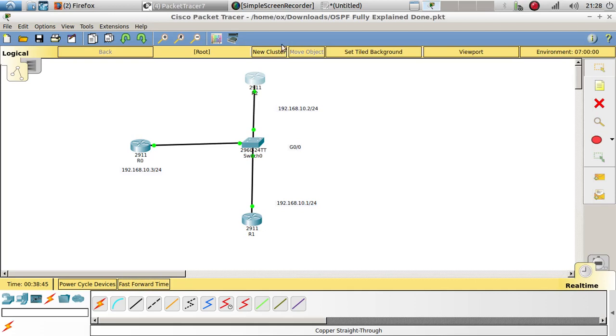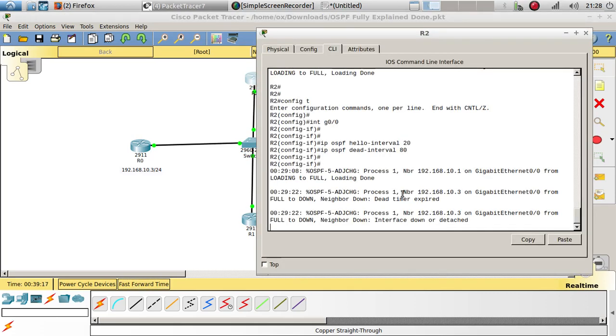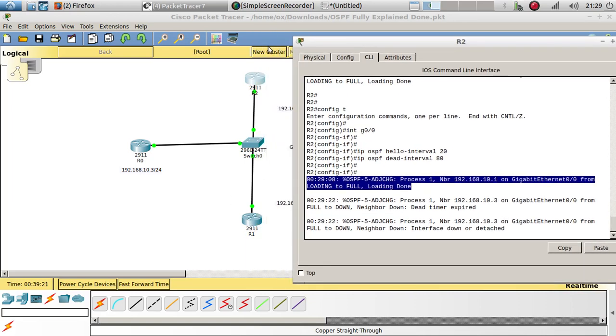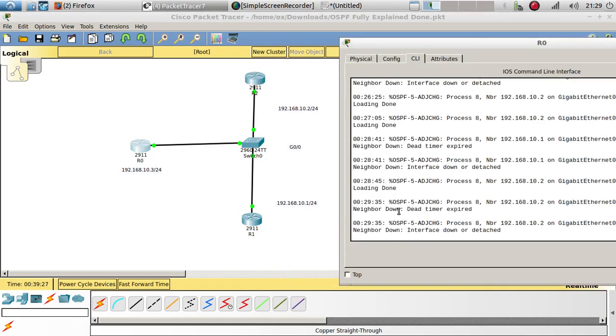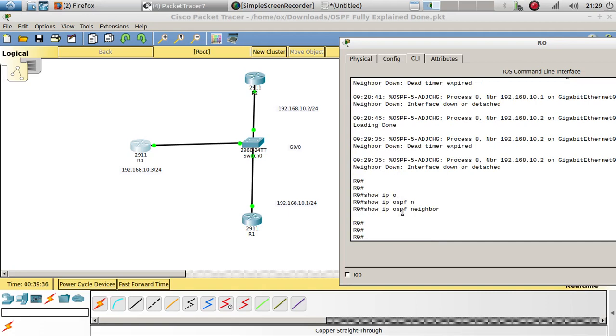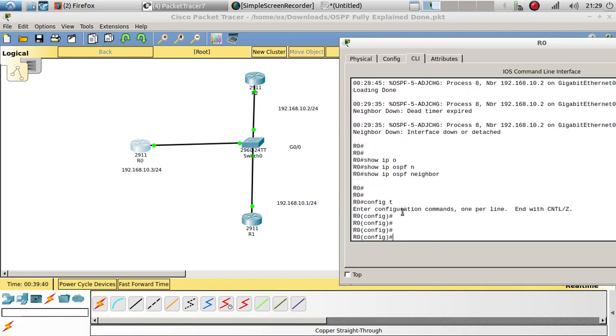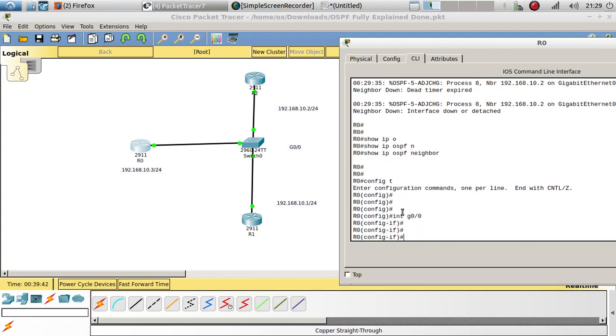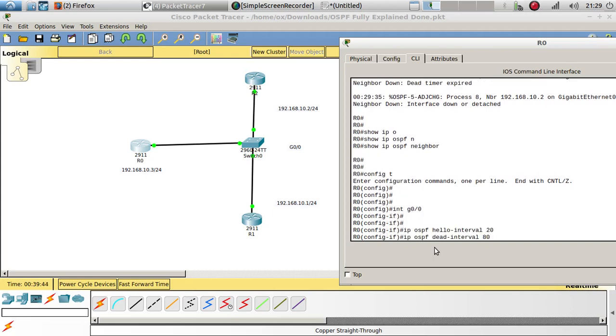Let's fast forward, and you're going to see that we have formed a neighbor relationship with router 1, because these two are matching the hello interval in seconds and the dead interval. But this one went down and we don't have any relationship. So you can do show IP OSPF neighbor, and you don't have any. So let's go ahead and configure that. Interface gigabit 0/0, and paste that there.